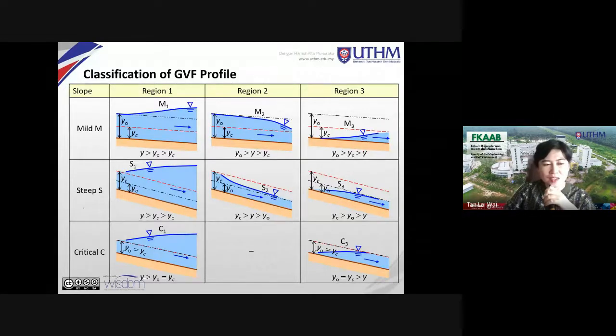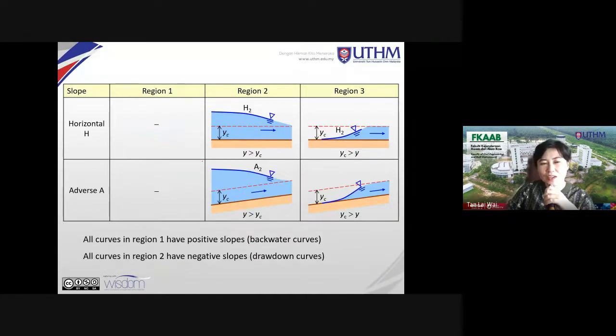Then you have the flow profile on a steep slope. Then you have the flow profile on the critical slope. Horizontal and adverse. Now, all curves in region 1 have positive slope and region 2 have negative slope. If you look at this, it's descending. These are drawdown curves.